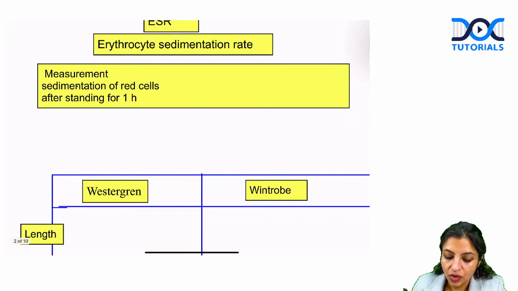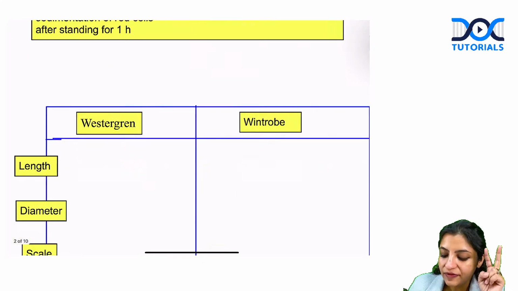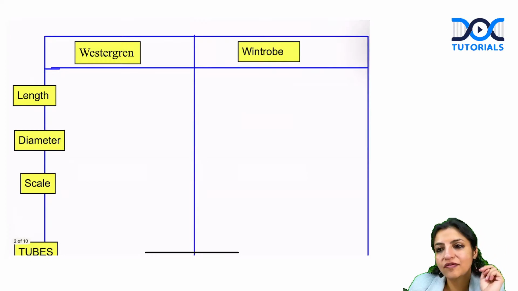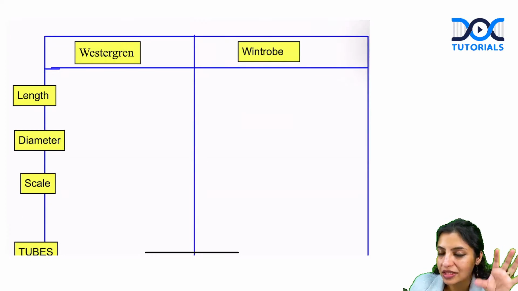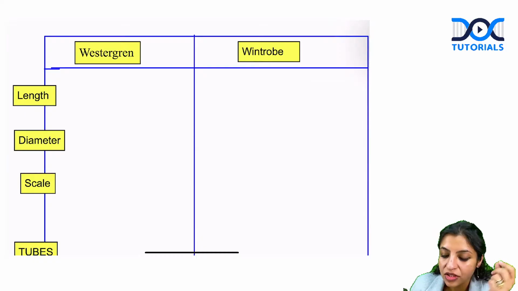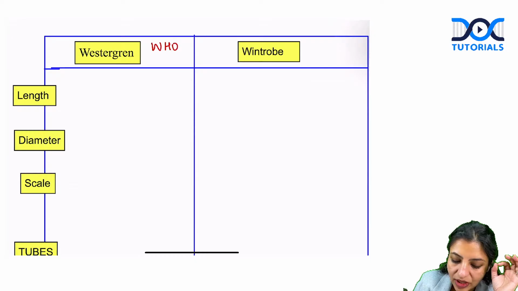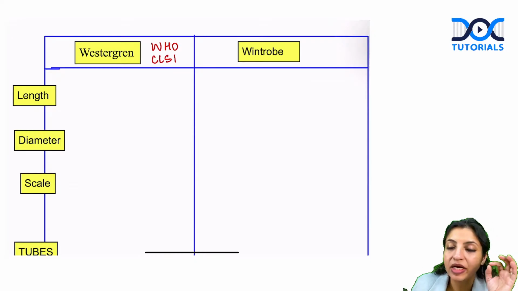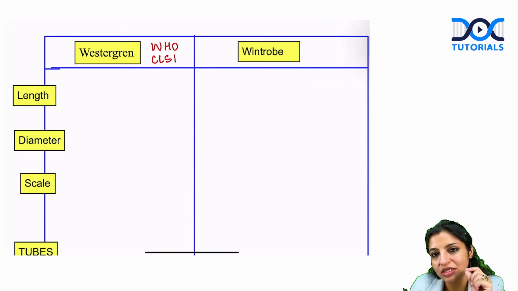Okay. Now, once you have understood that this is basically a measurement, a technique, you have to understand that we can do it in two ways. We have two types of tubes, Wintrobe's tube and Westergren tube. Whenever they give you this as a short note, you have to write the differences between both of them. So first, what is the recommended method? Westergren is always the WHO and CLSI recommended method for ESR estimation. That's the first point that everybody has to be very, very clear about.